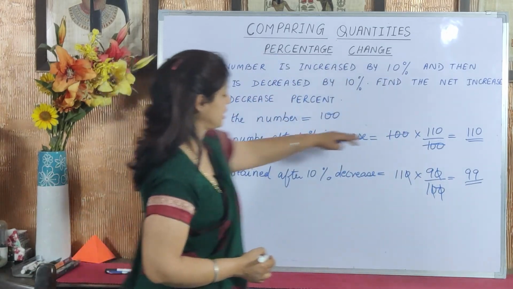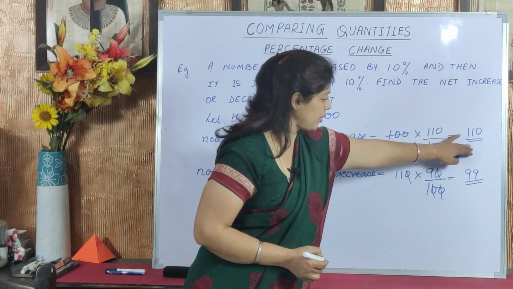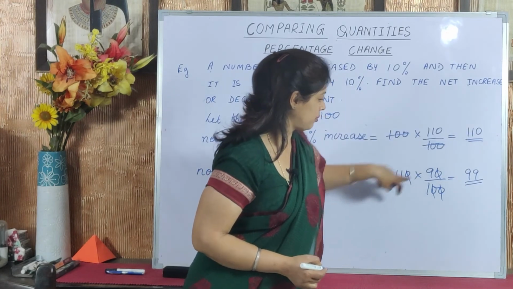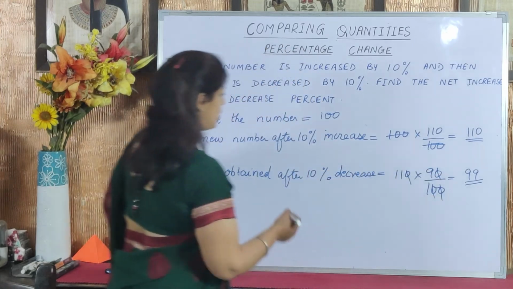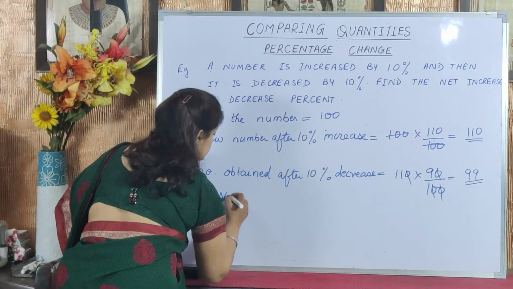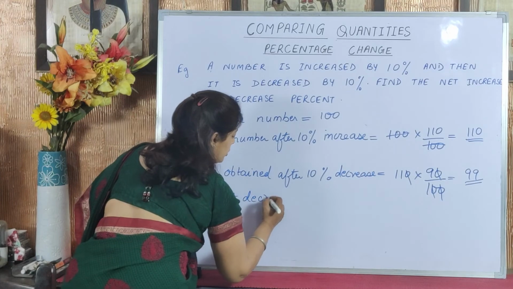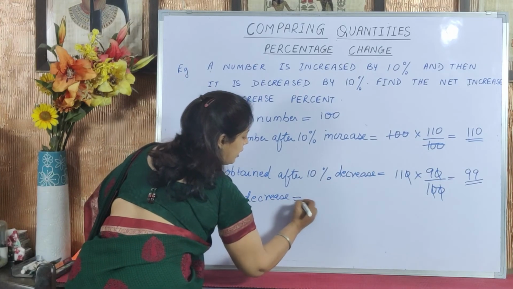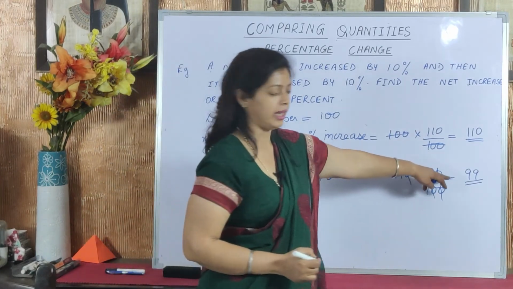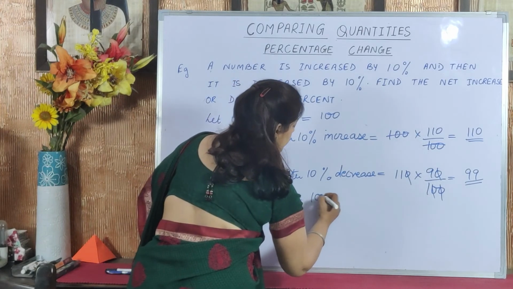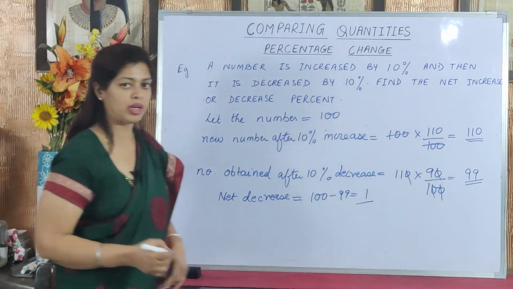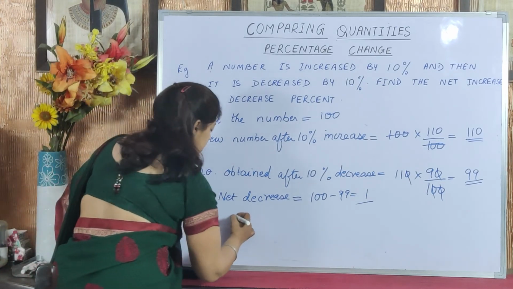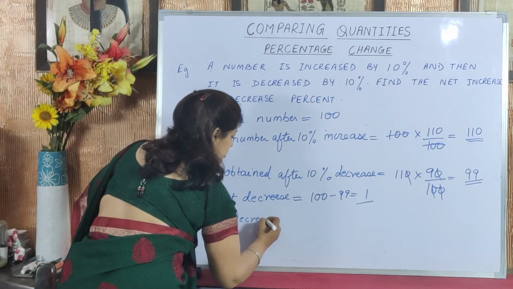So first the number was increased. I got 110. Now this becomes the base number. It was decreased by 10%, so I am left with 99. So first, what is the net? In this case, it is a decrease because the original number we took was 100 and now we are left with 99. So the net decrease is 100 minus 99, which is equal to 1. So what is the decrease percent?